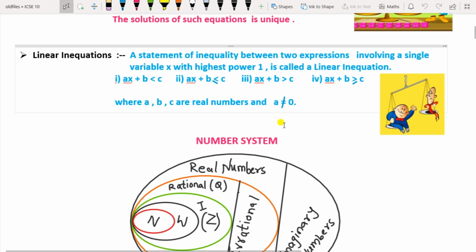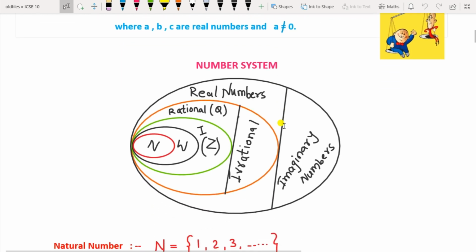So for this you must recall the concept of set theory that you have studied in the number system or in the lesson sets. You have studied the sets of natural numbers, whole numbers, integers, rational numbers, and you know that the natural numbers are a subset of the whole numbers. What is meant by subset? Subset means all the elements of N are in W, so N is a subset of W. Similarly, W is a subset of integers I or Z, integers are a subset of rational numbers, and rational and irrational numbers are subsets of real numbers, and real and imaginary together make up the whole number system.